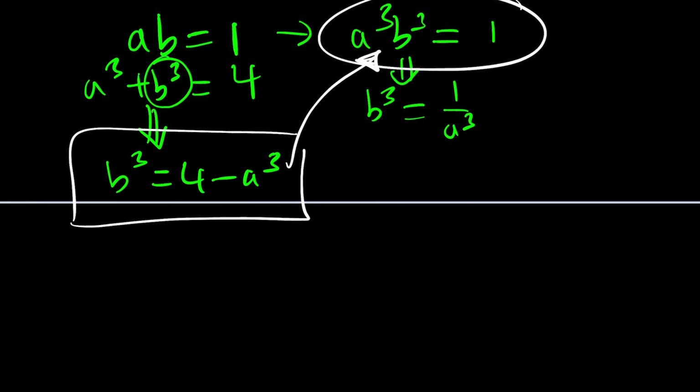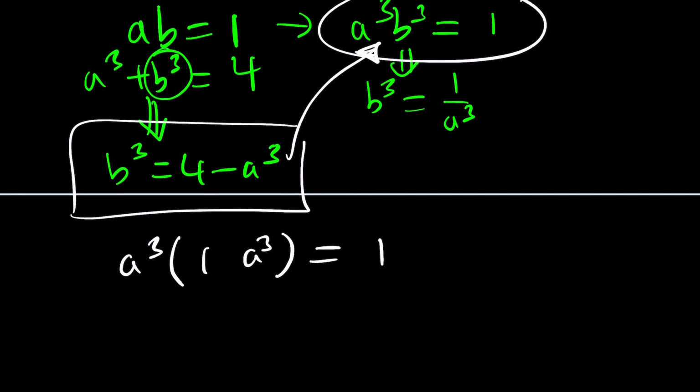So let's go ahead and do that. Replace b cubed with 4 minus a cubed, and this product is equal to 1. So let's go ahead and solve for a cubed. But how do you solve for a cubed? Is that going to give us a hexic or a nonic equation?